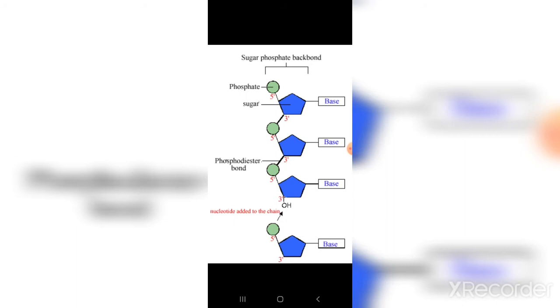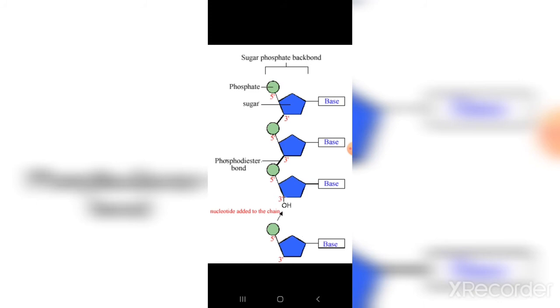Now coming to the nitrogenous base, there are two types of nitrogenous bases, that is purines and pyrimidines. The purines are usually adenine and guanine, while the pyrimidines are cytosine, uracil and thymine. Uracil is not found in DNA. It is a component of RNA, and thymine is replaced by uracil in RNA.